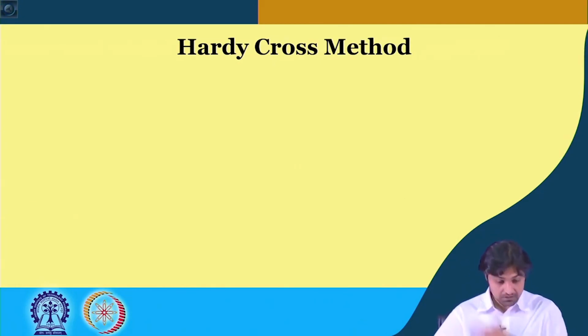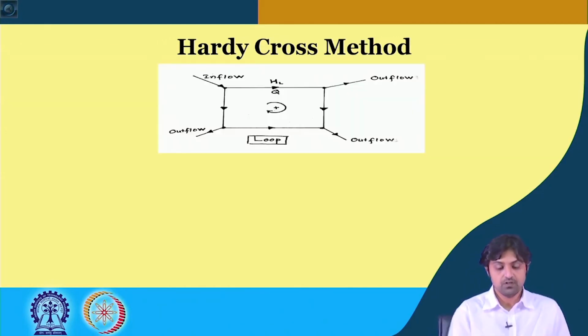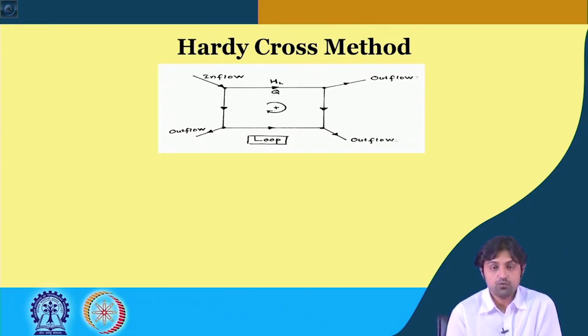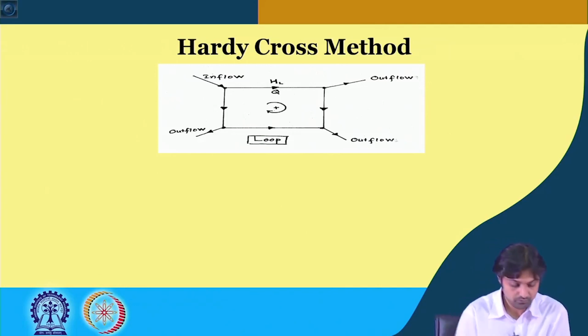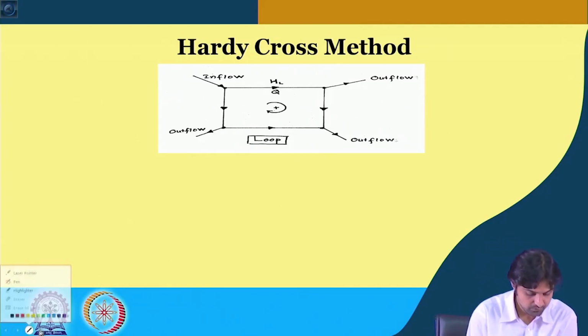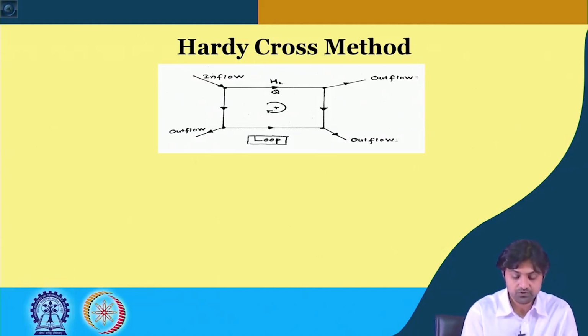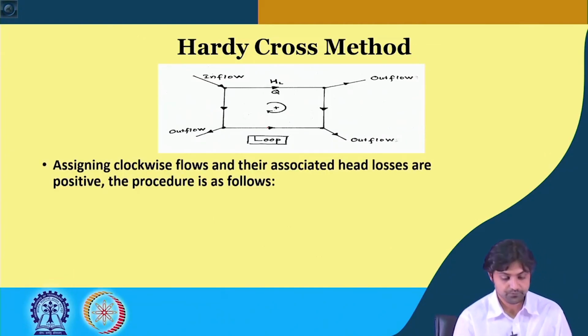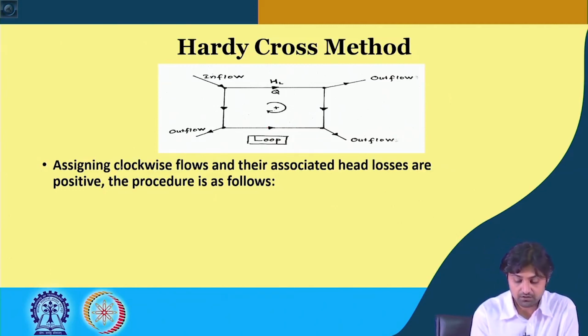Alright, so what does the Hardy-Cross method say? If there is a flow like this, there is an inflow and there is an outflow, and there is a loop that is formed. So what we do, we assign the clockwise flows and their associated head losses as positive. So the clockwise flows and their associated head losses are positive.